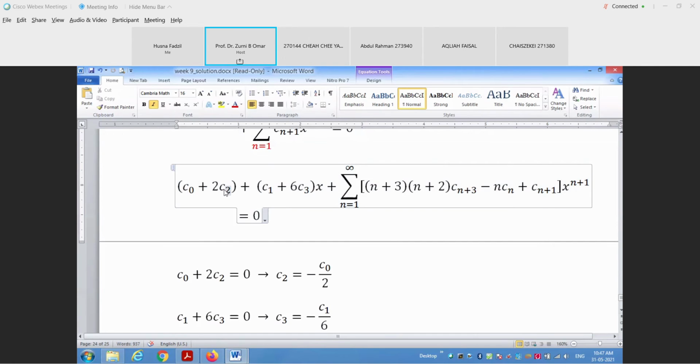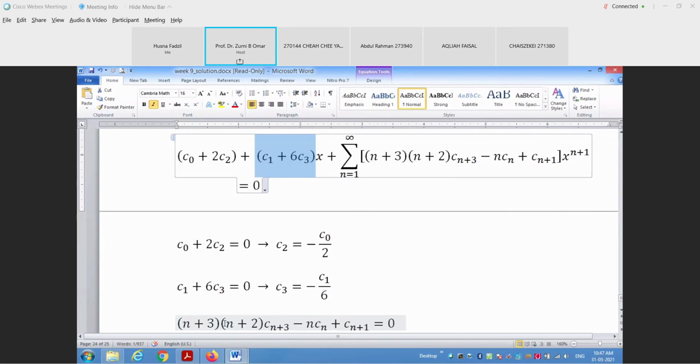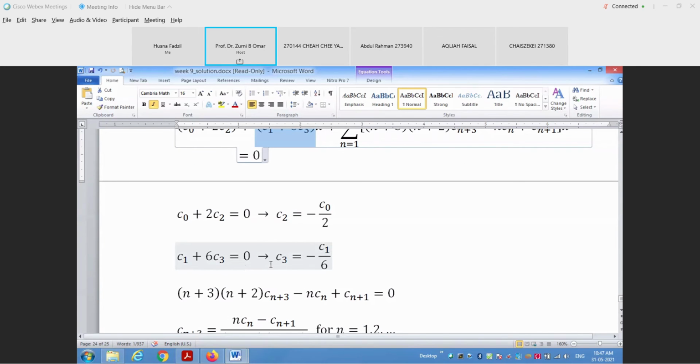From here, we have C0 plus 2C2 must equal to 0. From these terms, we conclude that C0 plus 2C2 must equal to 0, and this implies that C2 equals minus C0 over 2. From these terms, we have C1 plus 6C3 equal to 0. This implies that C3 equals minus C1 over 6.